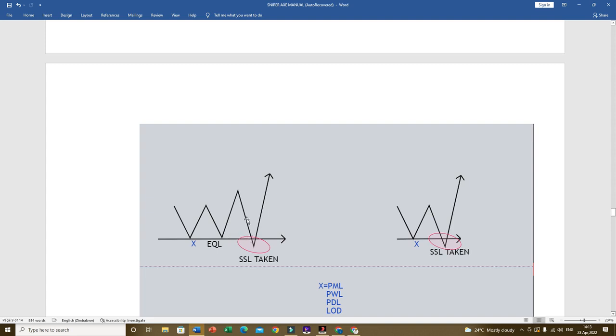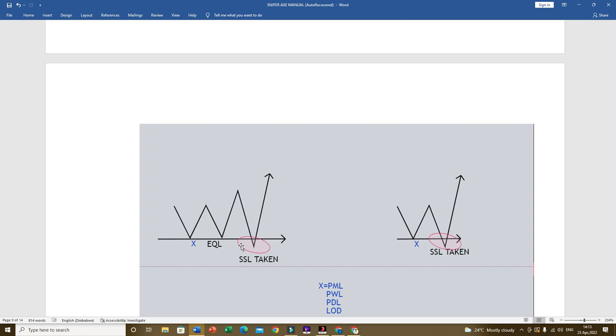But the market makers will actually push the market slightly lower than the zone, trapping all the buyers who are in the market already, right? So this is how the stop losses are actually taken out, right? And how they take those equal lows liquidity.